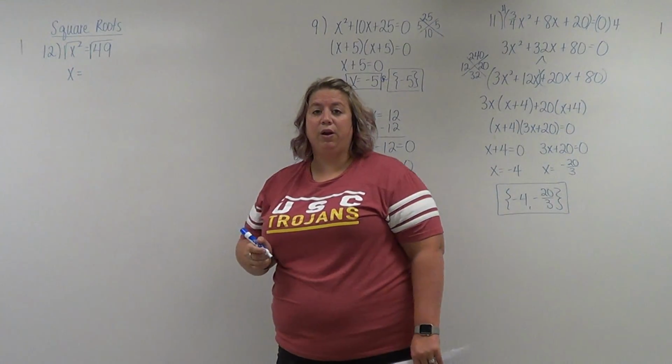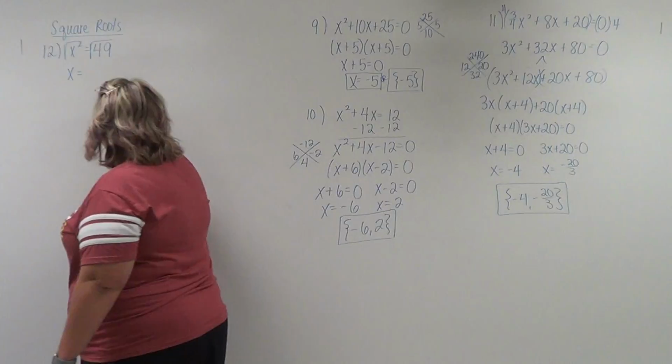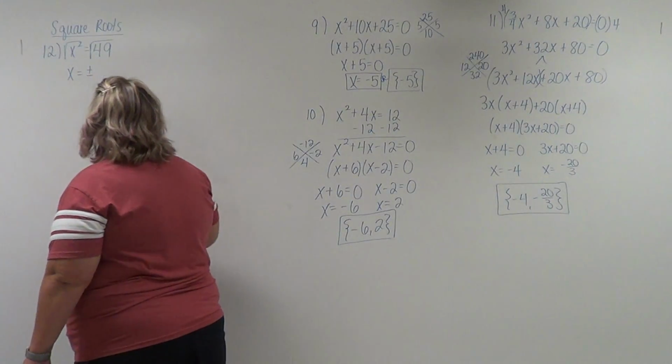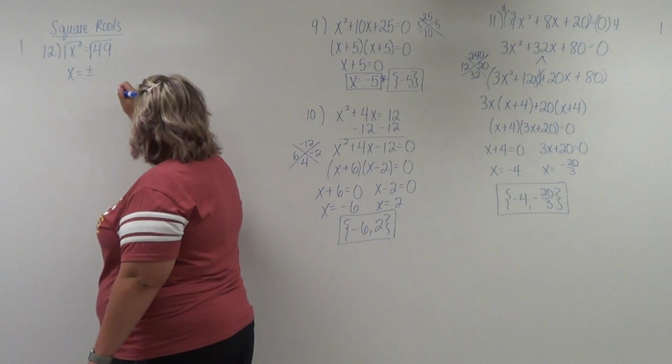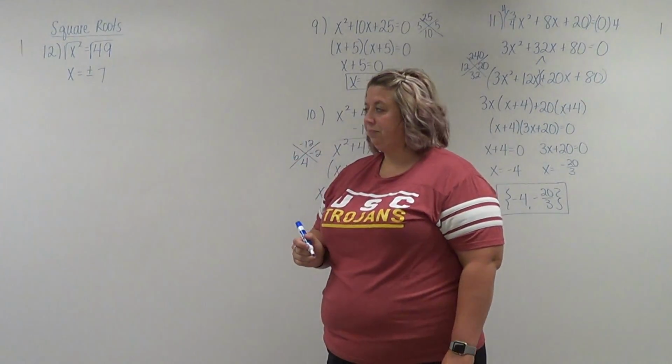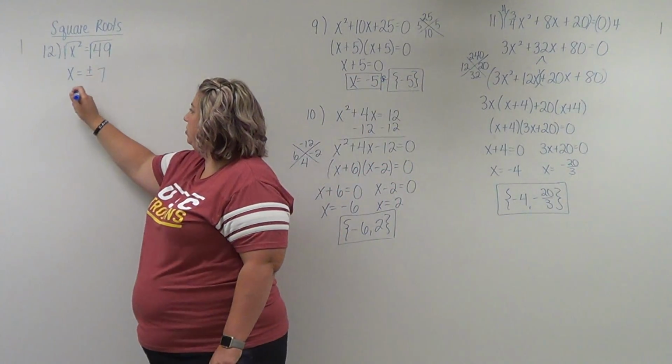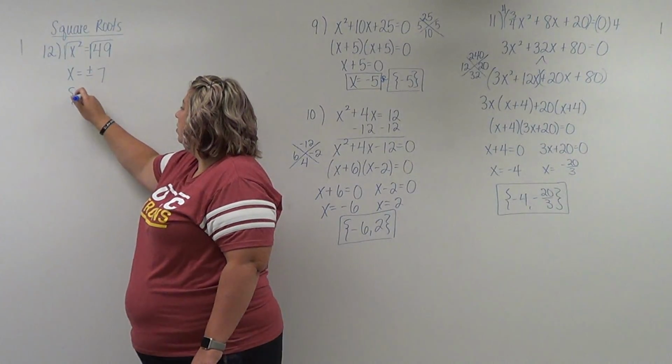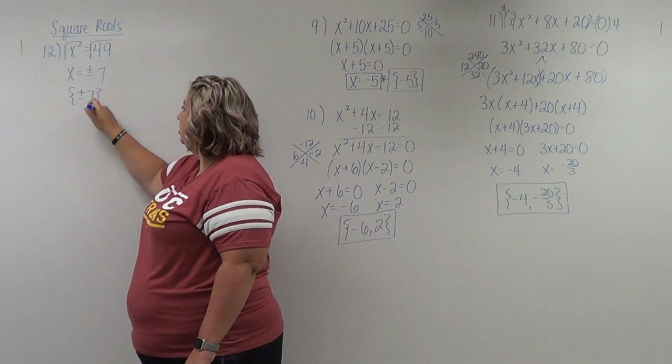Okay, when you take the square root, you're going to have plus or minus. And then if I can finish that, if that's perfect, then we'll get our answer. If not, we're going to do factor trees. Since there's more than one answer, we're going to use solution sets.